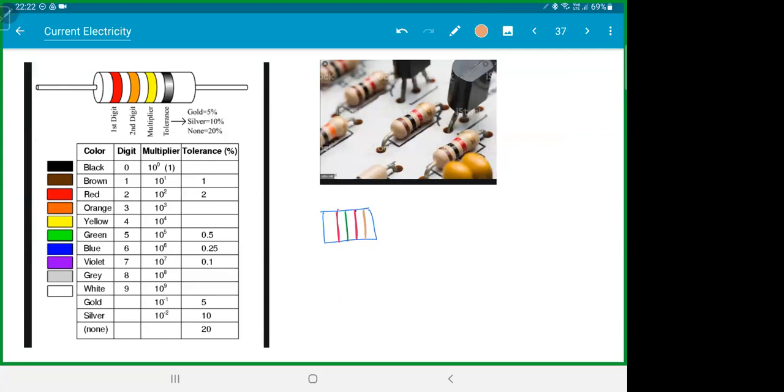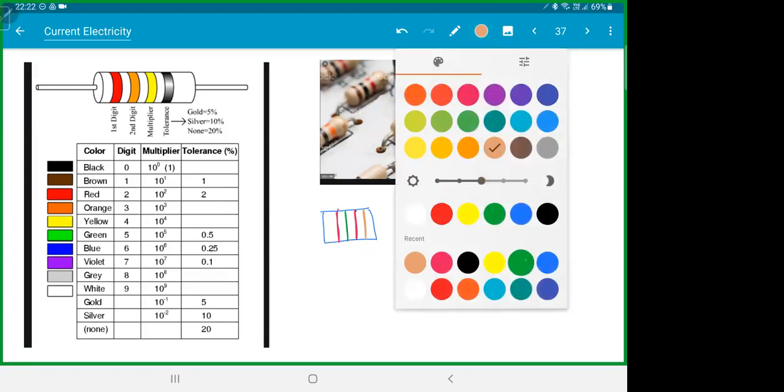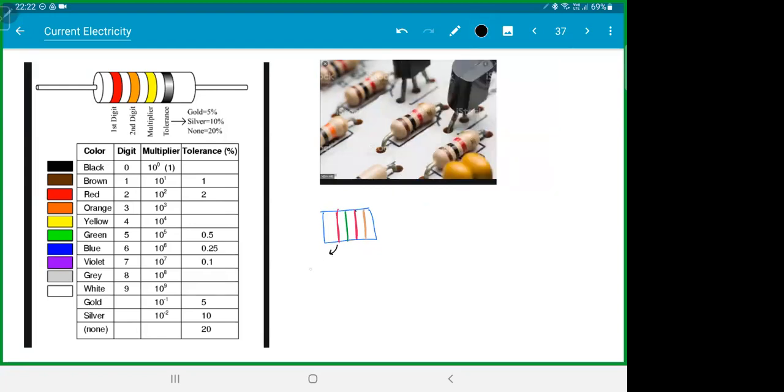You have a resistor like this. Now the meaning of this, you know what? The first color that you see is your first digit. The second color is your second digit. The third color is the power. The fourth color is the tolerance.